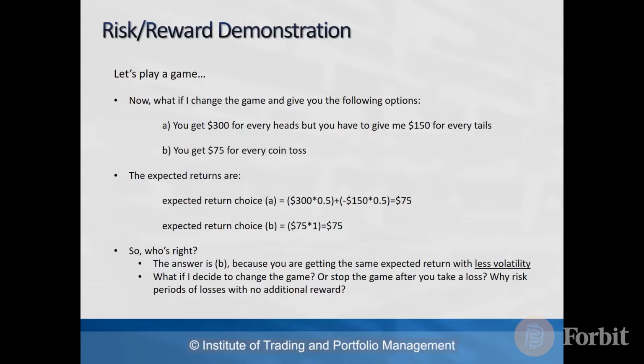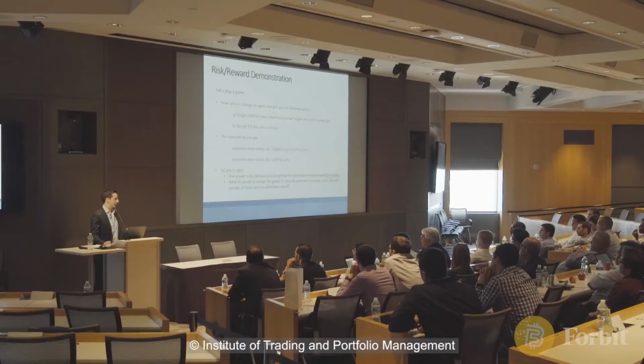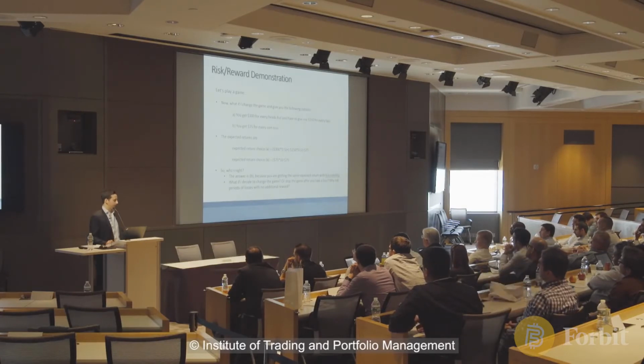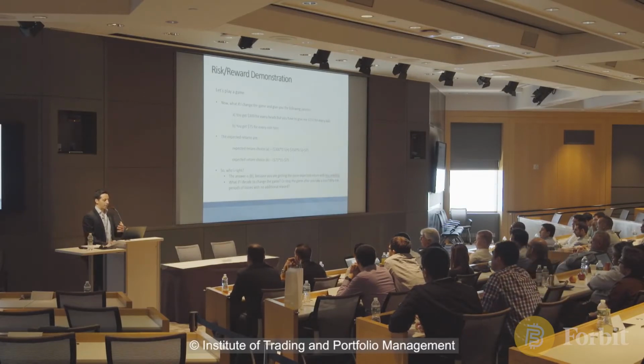So think about it this way. What if you chose option A, and I changed the game after the first 2 coin tosses? Let's say they were tails both times. You now owe $300, and I'm like, yeah, okay, I'll just stop the game. That's priced into effectively volatility. That's the risk of option A. So hopefully that's clear, and that gets you thinking about risk in general and thinking about probability.